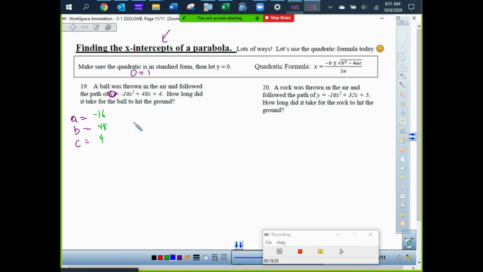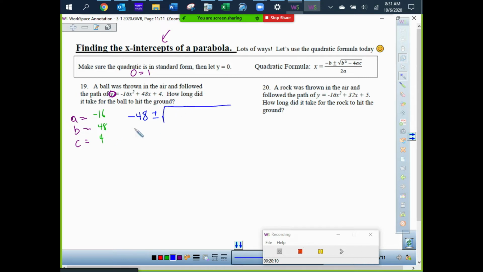I have these A, B's, and C's, and I literally do this, opposite of B. But I don't write opposite of B, I write negative 48. Isn't that the opposite of B? Plus or minus the square root of. Then I do B squared. I'm going to use my calculator to do that.